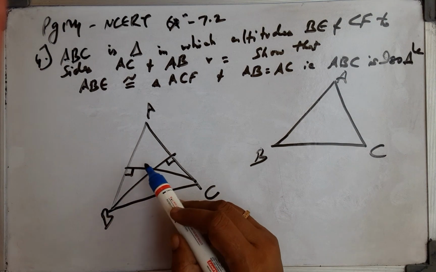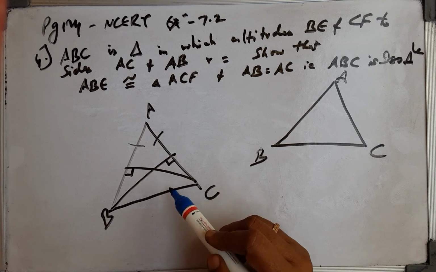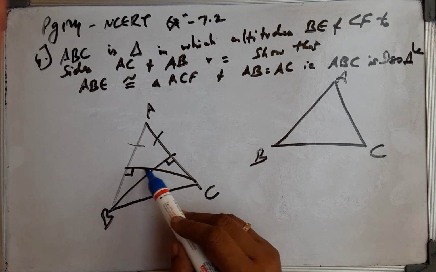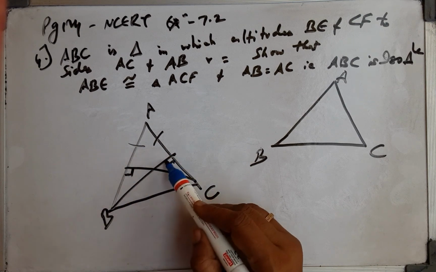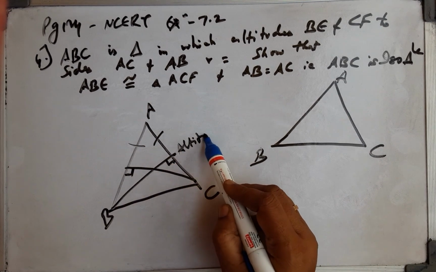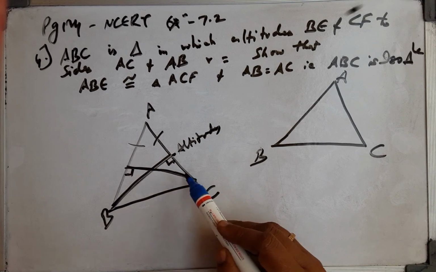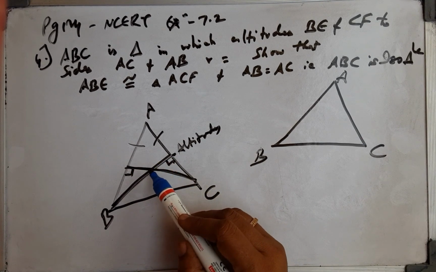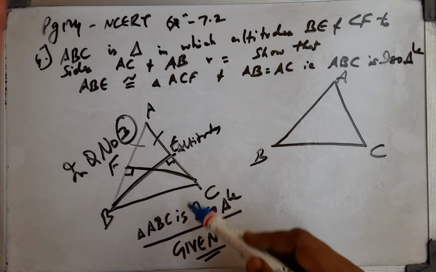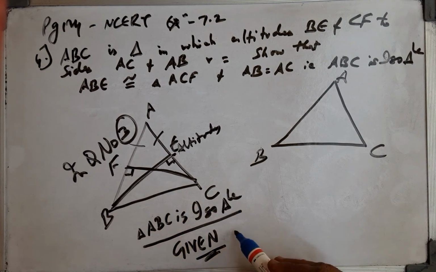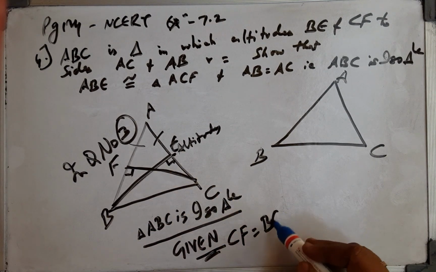Now, this is the previous problem wherein it has been given that AB equals AC and these are perpendicular to the bases, that means they are the altitudes, and we were asked to prove these two lines to be equal. Here triangle ABC is isosceles was given and we were asked to show CF equals BE.